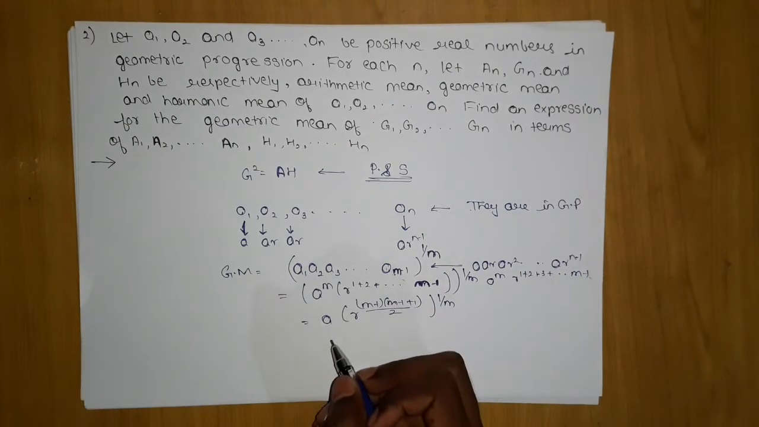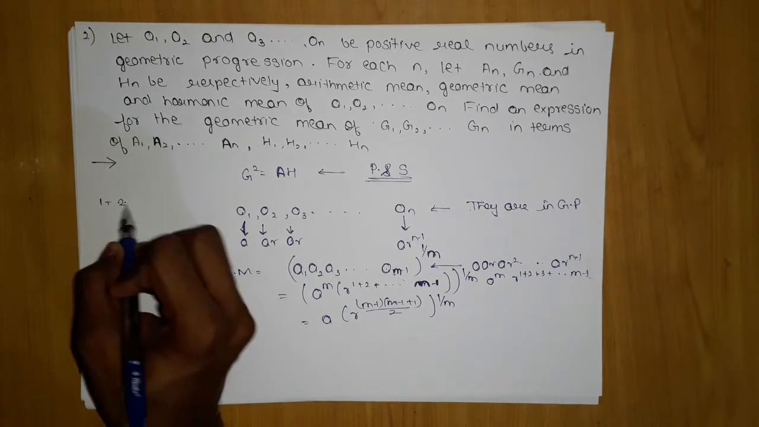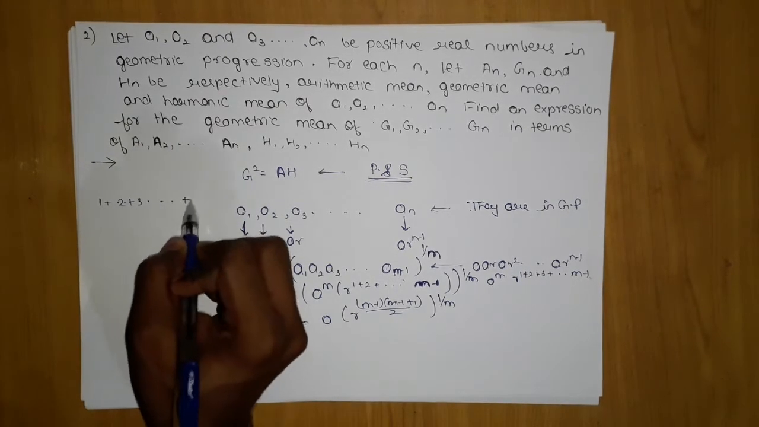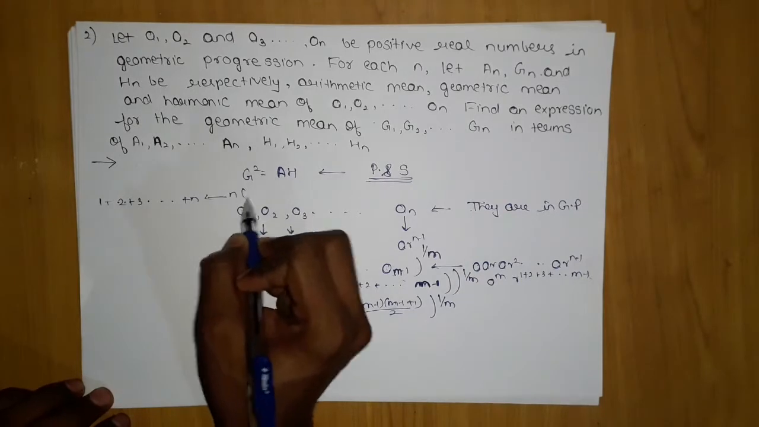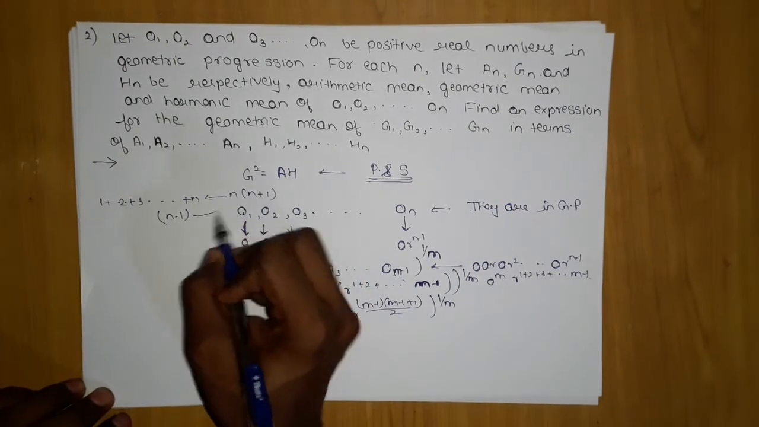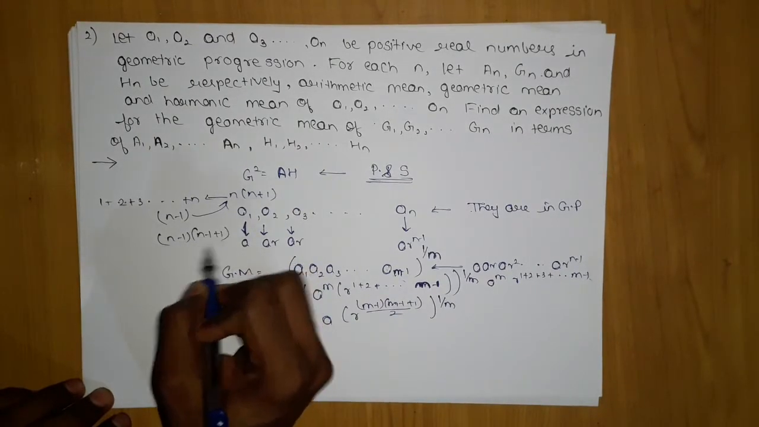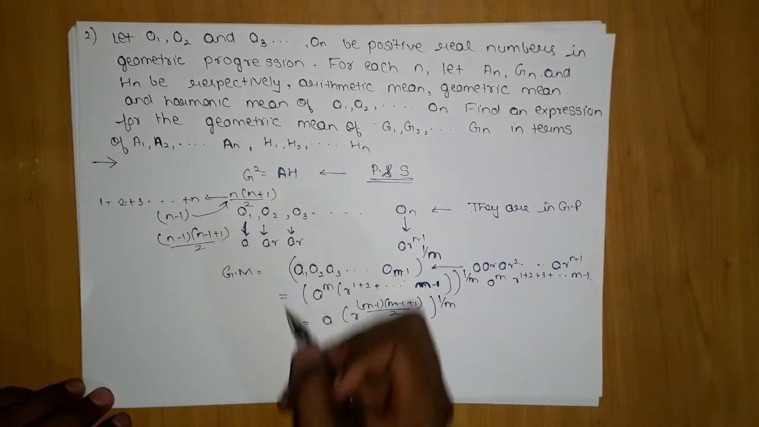Now from where did this come? This is nothing but the sum of n terms formula, which is n into n plus 1 by 2. But when I need the sum of n minus 1 terms, I just replace n by n minus 1, which gives me n minus 1 into n minus 1 plus 1 by 2. Sorry, this is n into n minus 1 by 2.